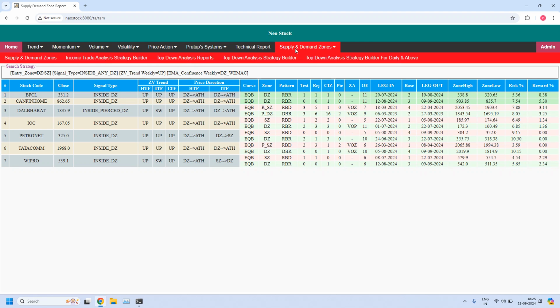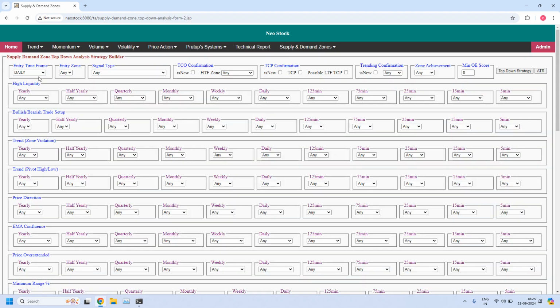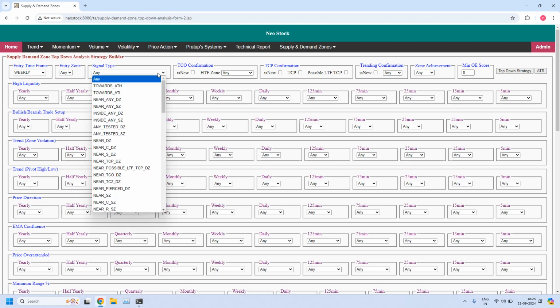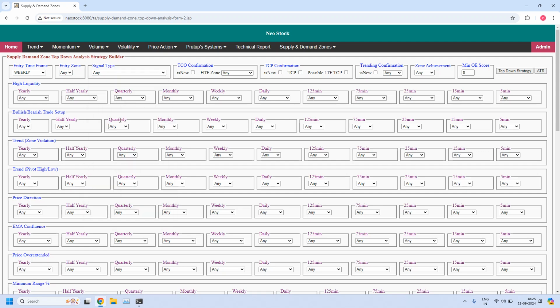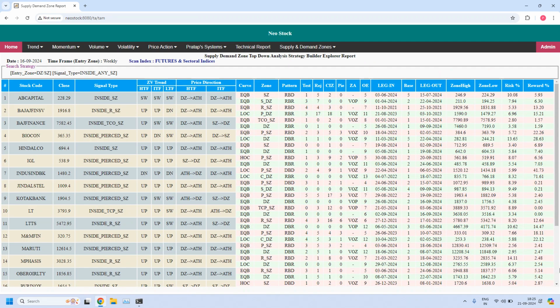Okay, in the next report, selecting the weekly time frame, let us find the stocks where price closed inside the weekly supply zone. Let's filter. Again, we got a good number of stocks filtered.